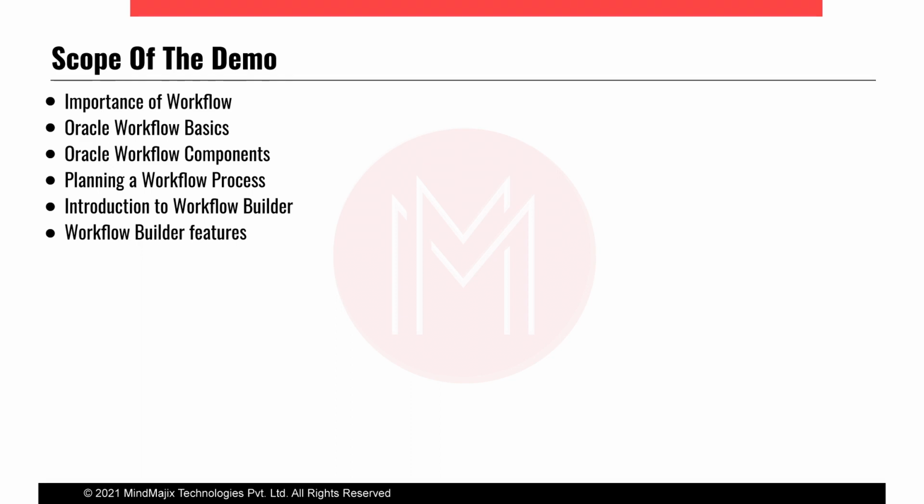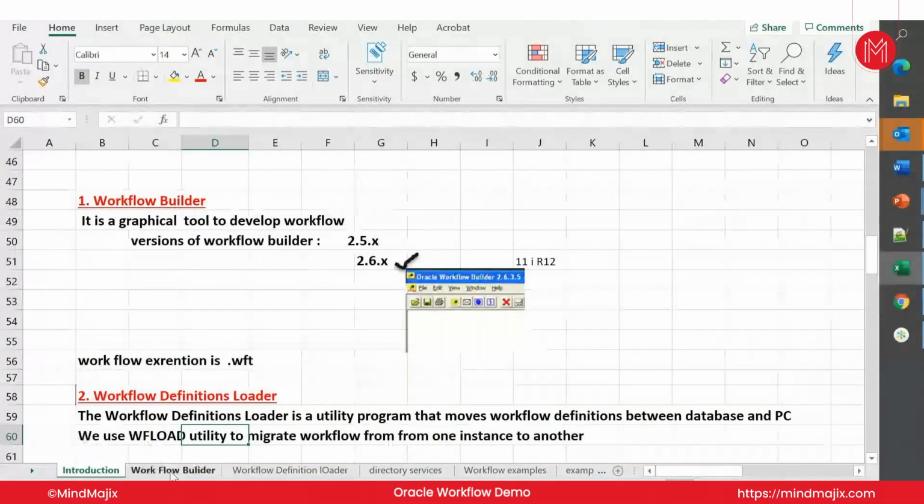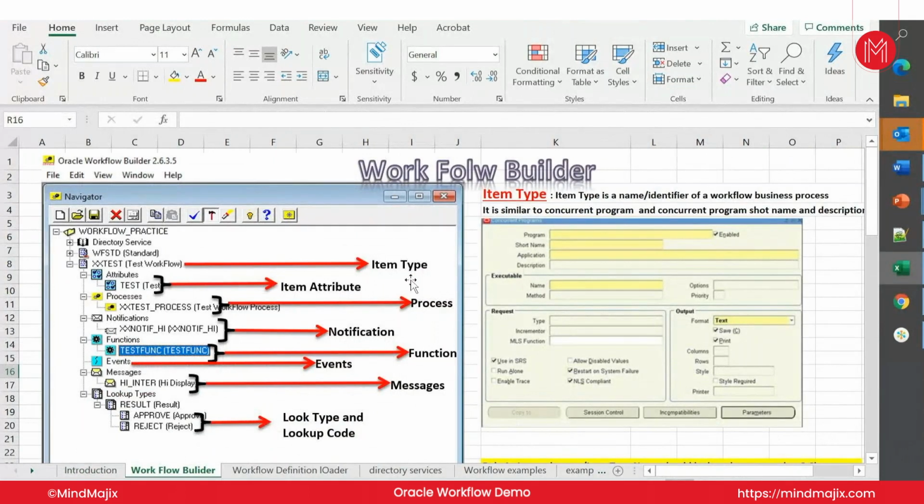So now coming to the workflow builder. I have just shown the workflow builder, and I will be covering the workflow builder features. So wait a second. Yes, this is the workflow builder. Here we have some major key points: the workflow builder will have an item type, item attributes, processes, notifications, functions, messages, events, lookup types, and lookup codes. Now let us cover what these key points are.